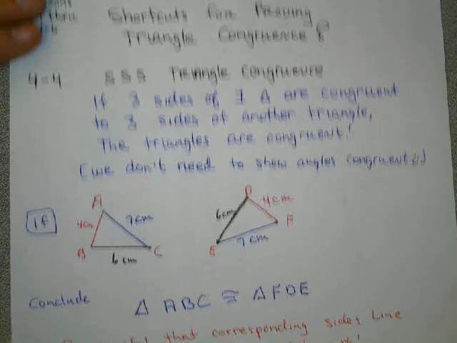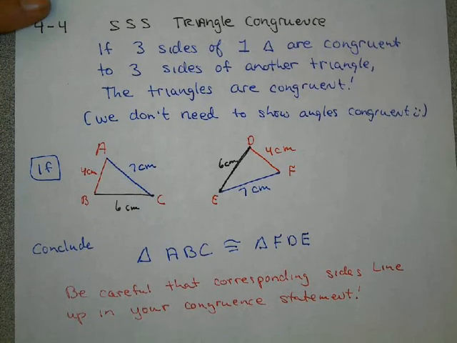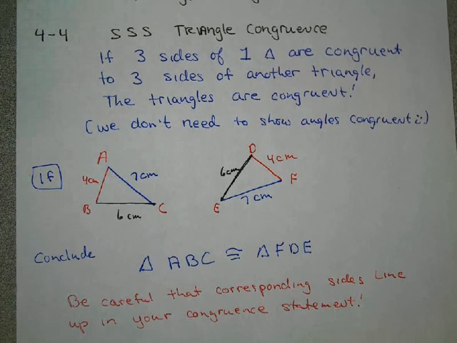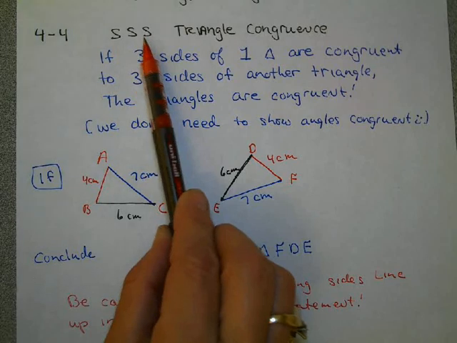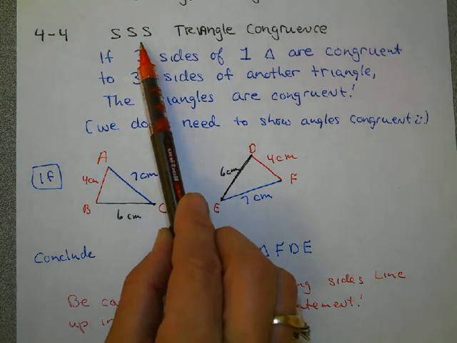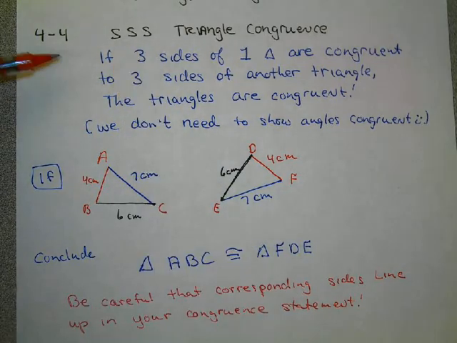And what it says is that if 3 sides of one triangle are congruent to 3 sides of another triangle, then the triangles are congruent. We don't need to show that the angles are congruent also. There's an exploration in GeoGebra. You can find your link on the Moodle to convince yourself of this.